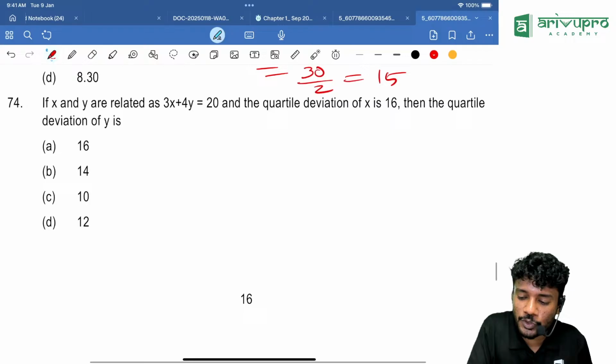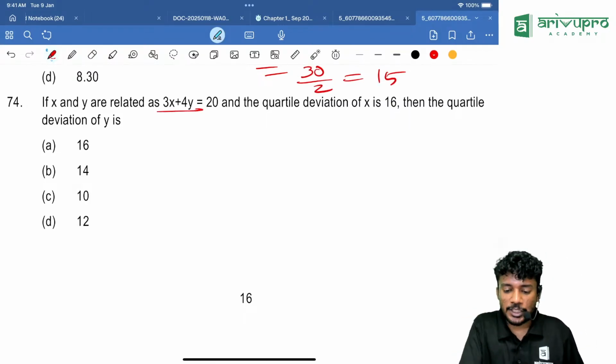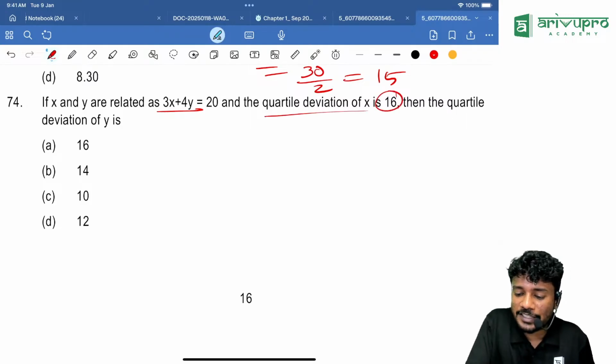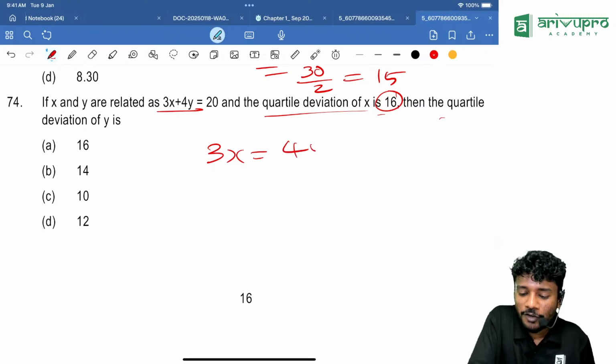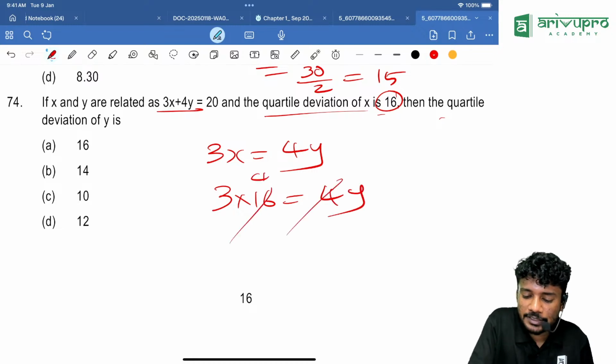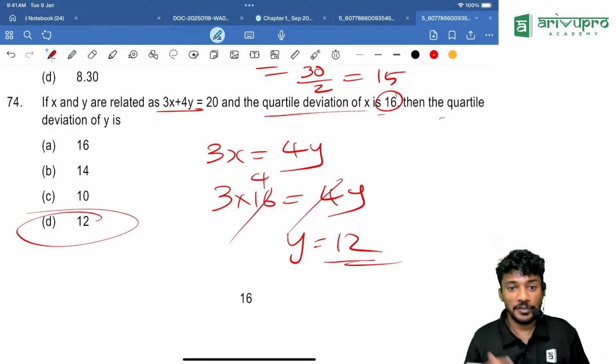Now look at the next question. x and y are related by 3x + 4y = 20. Quartile deviation of x is 16. Quartile deviation of y is what? So 3x is equal to 4y. Then instead of x, what are you putting? 3 into 16, which is equal to 4y. Cancel, cancel. y is equal to how much? 12. Option B.